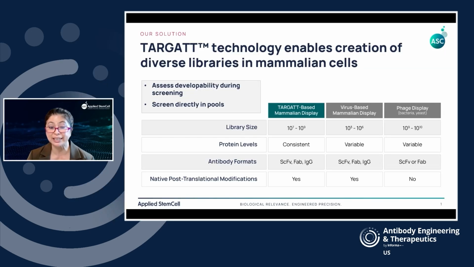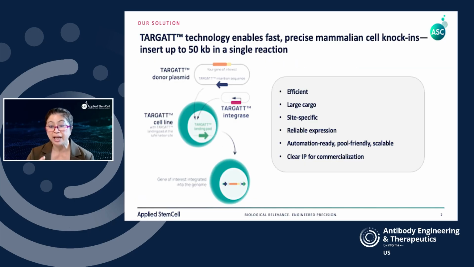Yes, I really like this technology because it is similar to what I used to work on in graduate school. The target platform is a three-component system that includes a donor plasmid with your gene of interest and a target insertion sequence, a target integrase expression plasmid, and a cell line that has a landing pad integrated at the target safe harbor site. The target integrase is a serine integrase that delivers highly efficient integration of large DNA cargos.